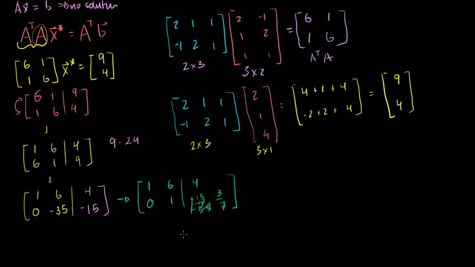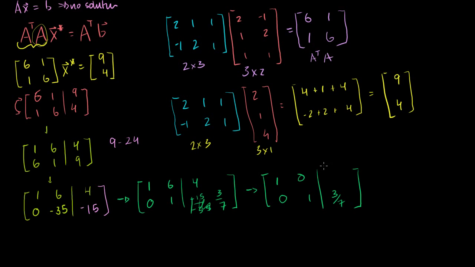And then if I really want to, well, let me just put this in complete reduced row echelon form. That'll be nice. Let me keep my second row the same. So my second row is 0, 1, and 3/7. And then my first row, I'm going to replace with my first row minus 6 times my second row. So 1 minus 6 times 0 is 1. 6 minus 6 times 1 is 0. And then we have 4 minus 6 times 3/7.